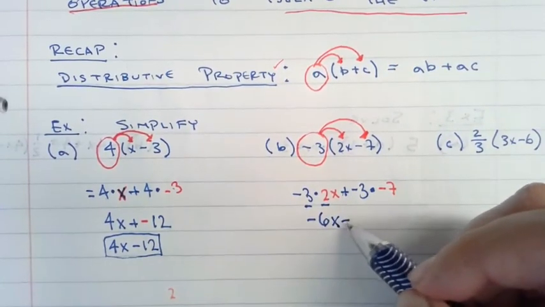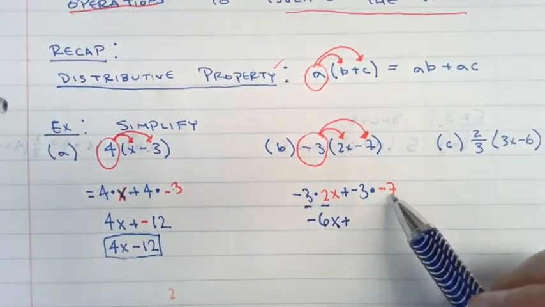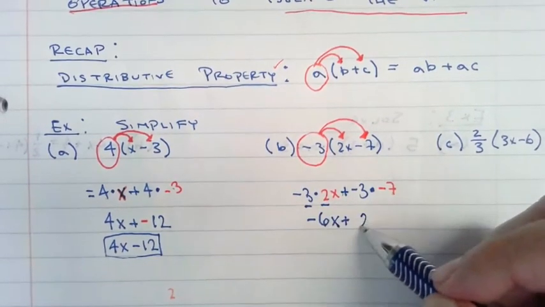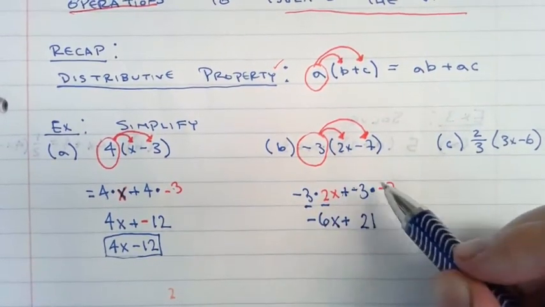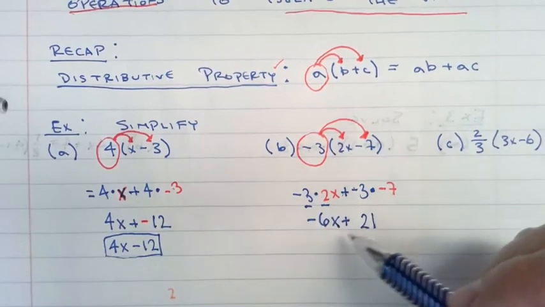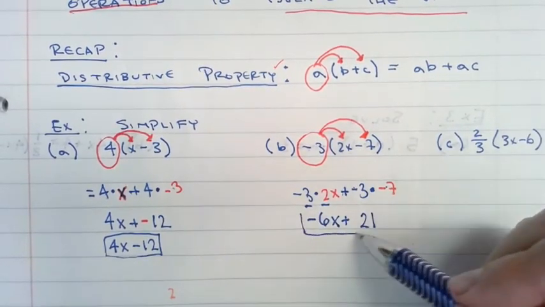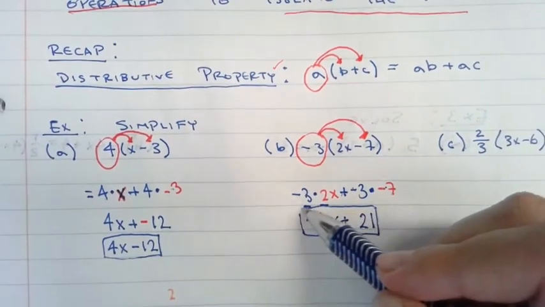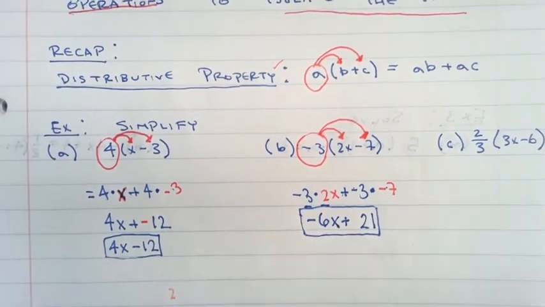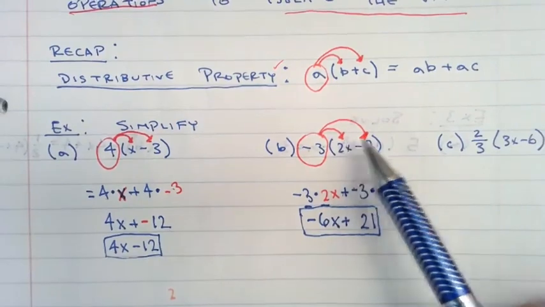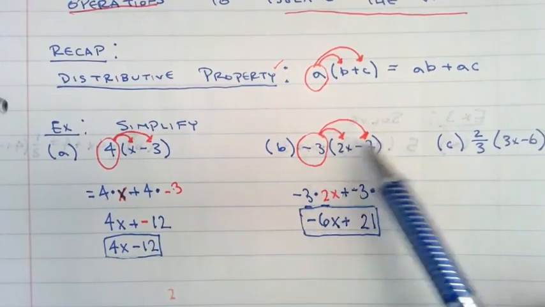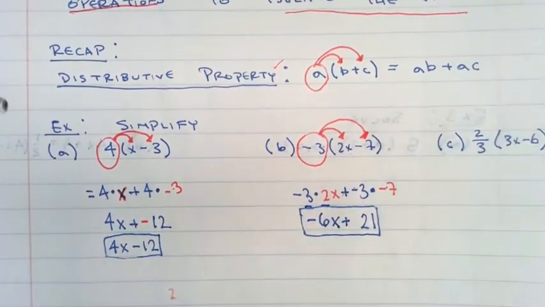Then right here we have plus negative 3 times negative 7. You should know that that's 21. And especially since this is negative times negative, it's positive. So negative 3 times negative 7 should give you 21. And this right here is how you simplify it. Again, very simple. You're just distributing, getting this number distributed into here, you multiply this, multiply that with that, add them together, and that's it. Okay. Any questions so far?